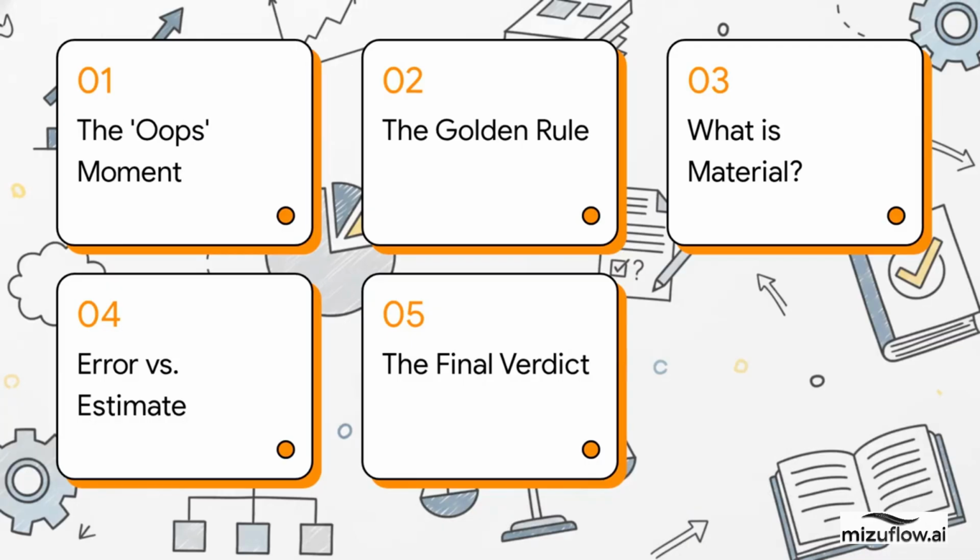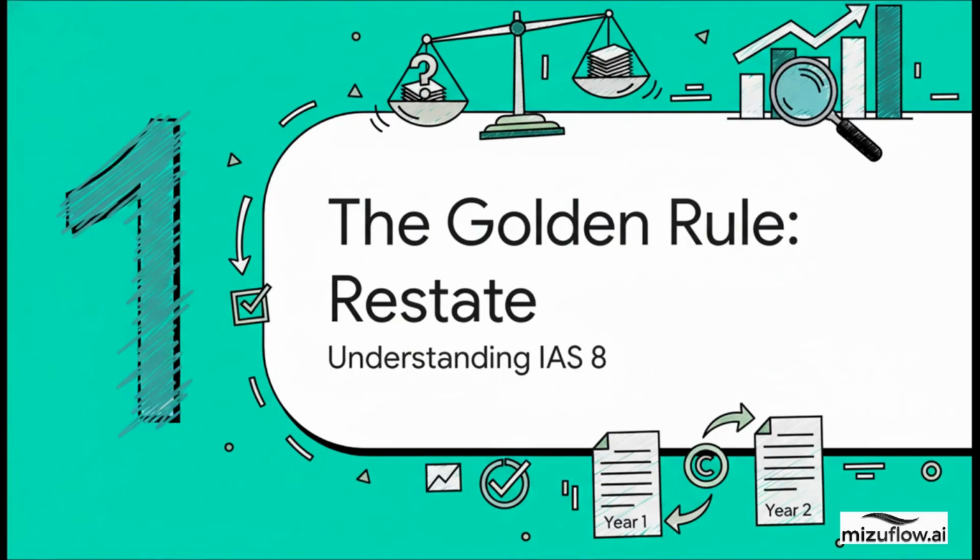Here's our game plan. We'll start with that oops moment and talk about the golden rule of what to do next. Then, we're going to unpack the single most important word in this whole conversation, material. After that, we'll clear up the crucial differences between an error, an estimate, and a policy change. Finally, we'll tie it all together to see how the final verdict is made and why this all matters so much. All right, let's dive in.